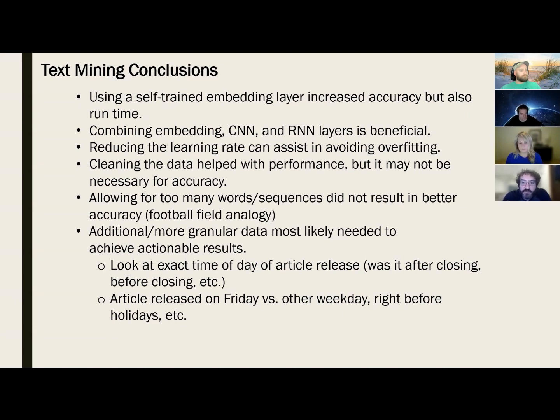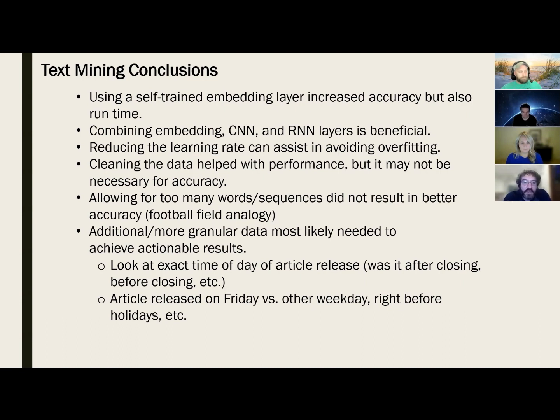So, different conclusions. Using the self-trained embedding layers definitely increased the accuracy, but it also made the model's performance go down, and it took a lot longer to run. So that became kind of an obstacle. Combining the CNN and RNN layers with the embedding layers definitely did improve the accuracy. Reducing the learning rate definitely helped with the accuracy also, and helped to avoid some of that overfitting, although none of the performances were amazing, because 65% was the highest we got, but we could definitely still see a difference.